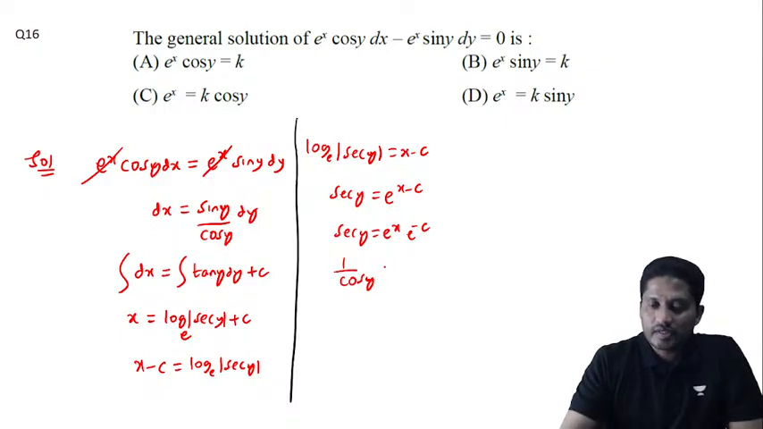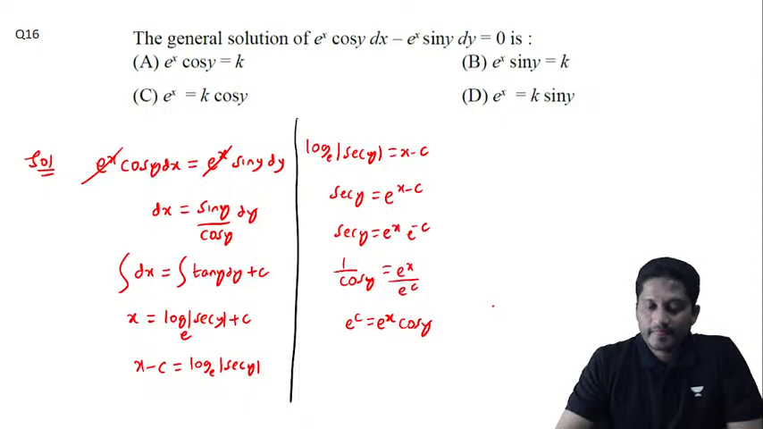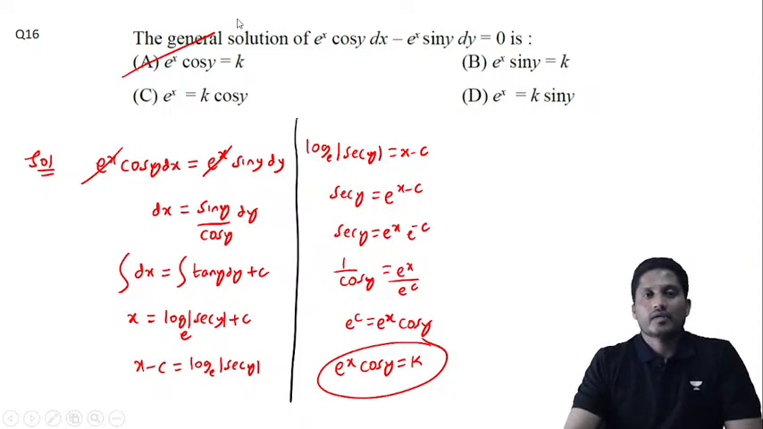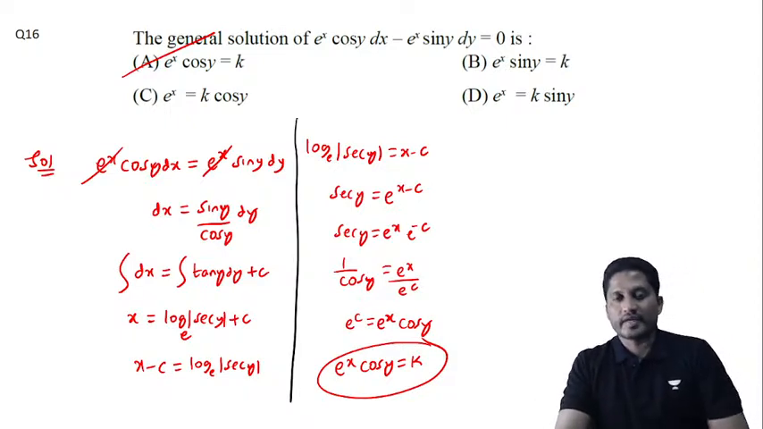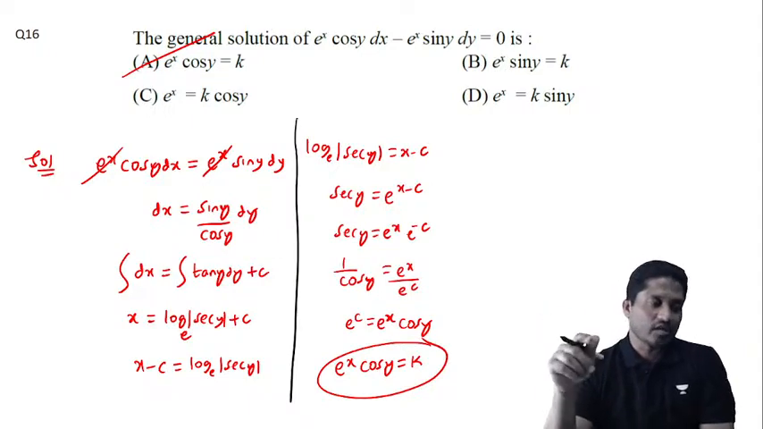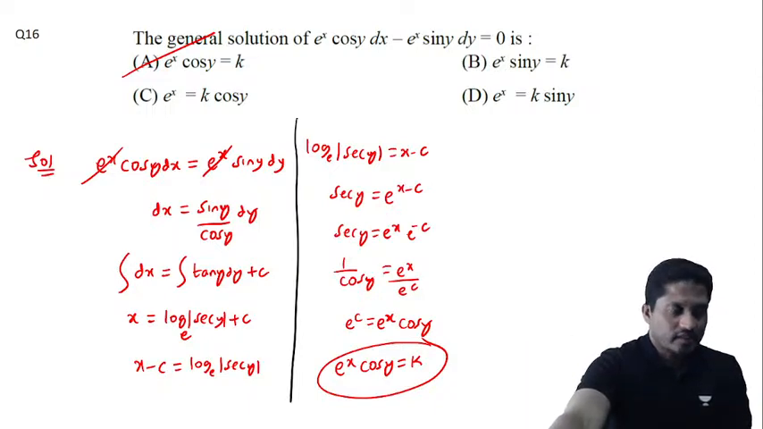Okay, and then that's equal to e power x divided by e power c. If I cross multiply, e power c is equal to e power x into cos y. So e power x cos y is equal to e power c. c is a constant, k is also a constant, right? Answer is option A. You have to simplify so that you bring it to the option form, guys. Answer should be equal to A only. e power x cos y, c is a constant, e power c is a constant, so I take that as k. Right, let's move to the next question.